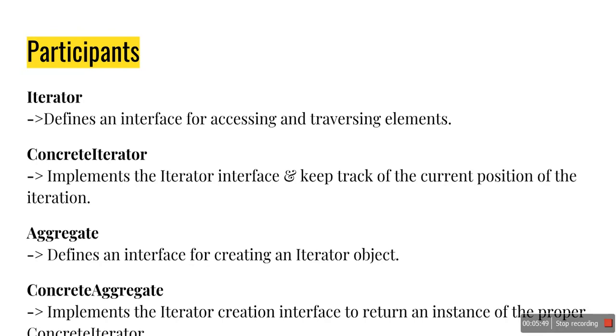So what are the participants again? Just to have a slightly better definition: the iterator defines the interface for accessing and traversing the elements. The concrete iterator implements the iterator interface and keeps track of the current position of the iteration. The aggregate defines the interface for creating an iterator object. And the concrete aggregate implements the iterator creation interface to return an instance of the proper concrete iterator.